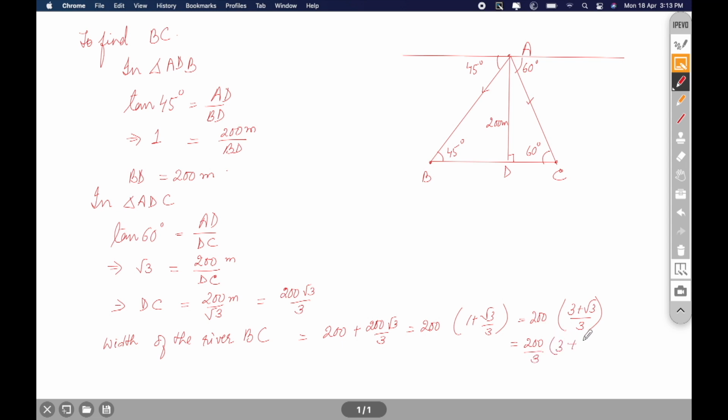3 plus 1.732. Simplification of this can give you 315.466. Round off to 2 decimal places, it's very necessary. So this is equal to 315.47 meters. This is the width of the river.